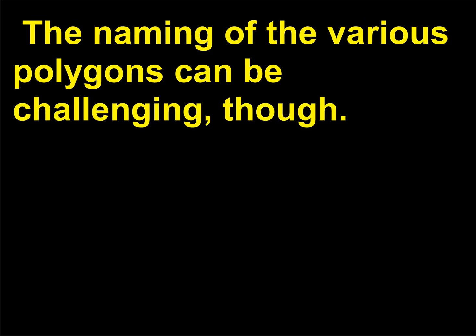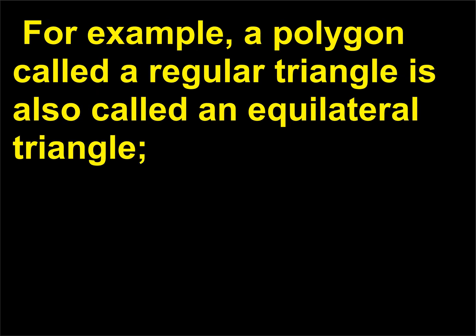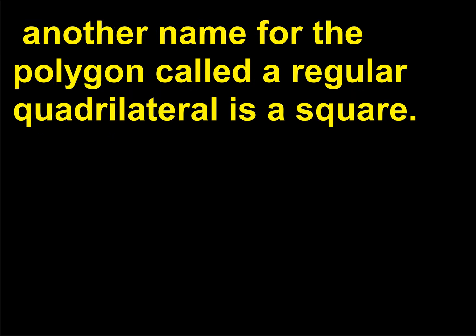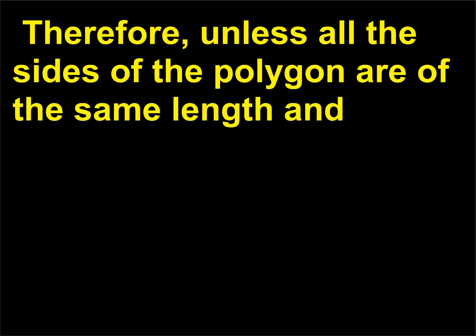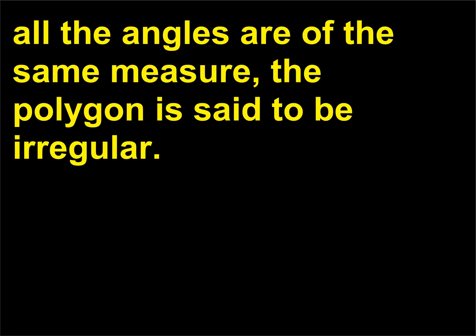The naming of the various polygons can be challenging, though. For example, a polygon called a regular triangle is also called an equilateral triangle. Another name for the polygon called a regular quadrilateral is a square. Irregular polygons are those with sides of differing lengths and variable angles. Therefore, unless all the sides of the polygon are of the same length and all the angles are of the same measure, the polygon is said to be irregular.